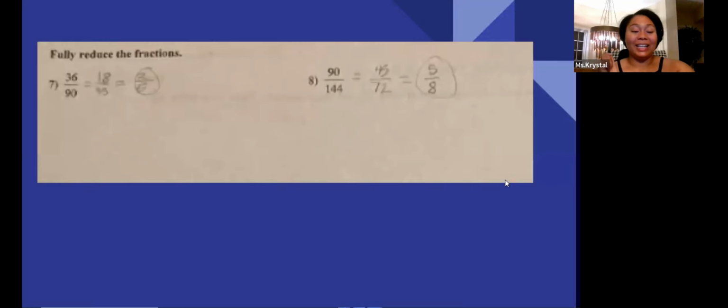So the next section is wanting us to fully reduce the fractions. The first one that we have is 36 over 90. And it looks like that is done perfectly. So you cut those numbers in half. You have 36 cut in half, and you have 90 cut in half. It looks like you have that perfectly. But let's work it out again for a second time for safe measure, okay?